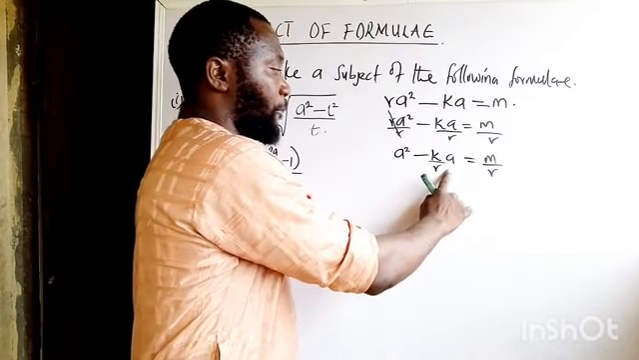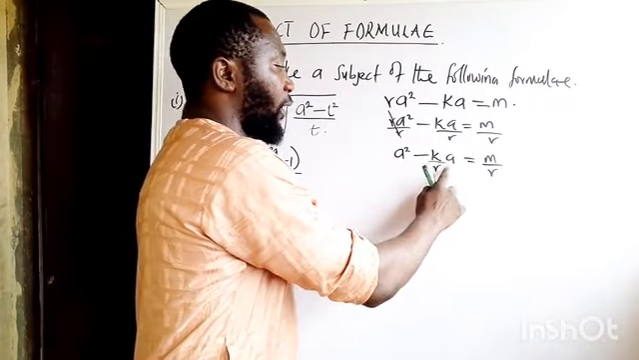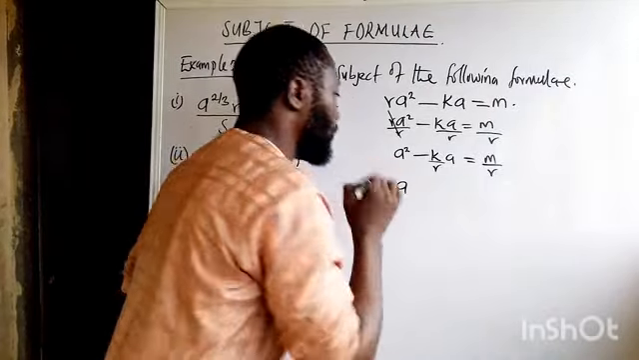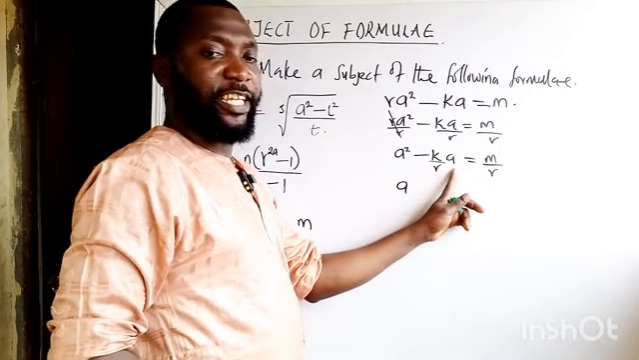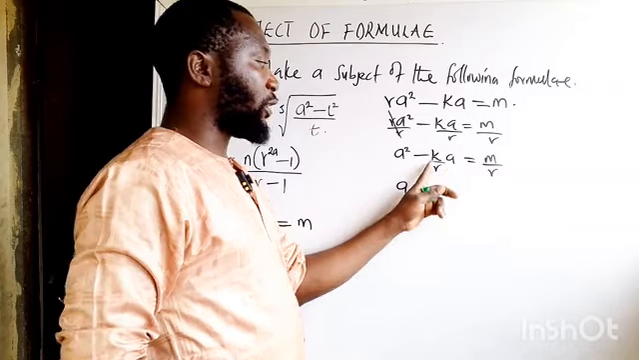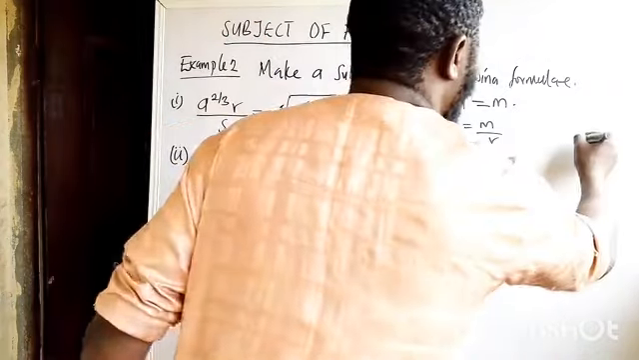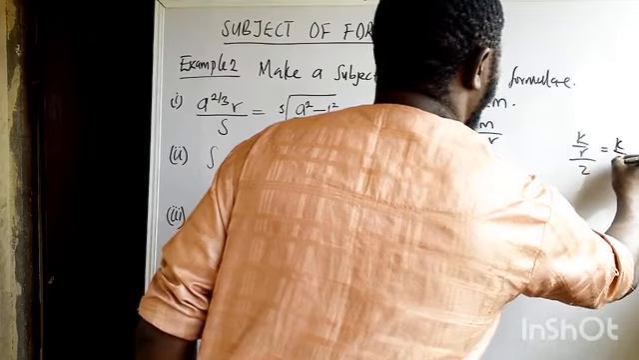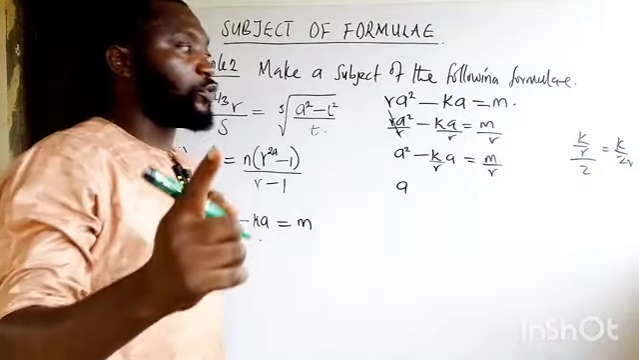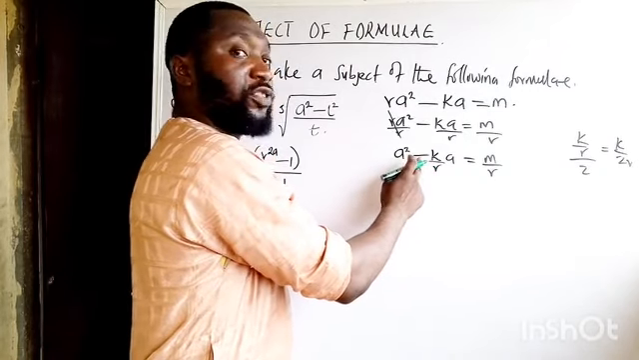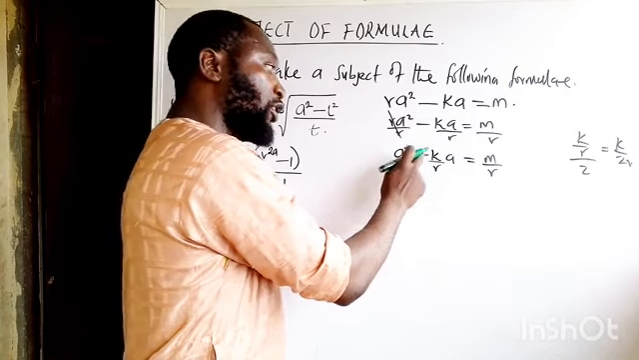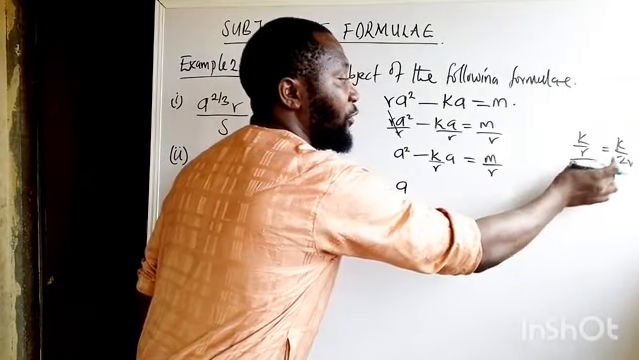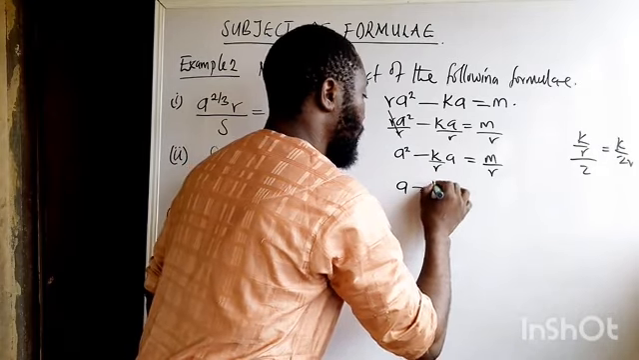Now look at this. You have a square minus k over r a equals m over r. What you just need to do is take the coefficient of a, which is k over r. Divide it by 2, and you get k over 2r. The sign here is negative, so you still use the negative sign. If the sign is positive, you use the positive sign. So now we have minus k over 2r.